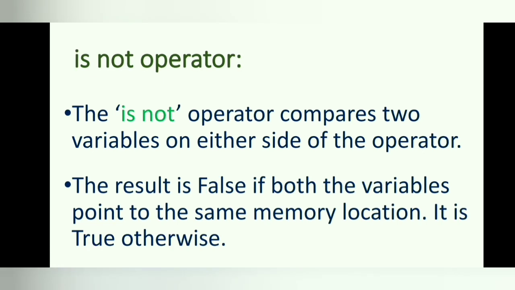Is not operator: the is not operator compares two variables on either side of the operator. The result is false if both the variables point to the same memory location. It is true otherwise.